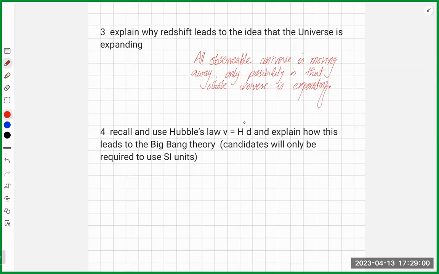Other than that, what can explain everything moving away? Whether we observe distant galaxies or distant stars or binary stars, pulsars, supernovas, whatever we observe, everything is moving away. Okay? So that means that the whole universe is expanding.